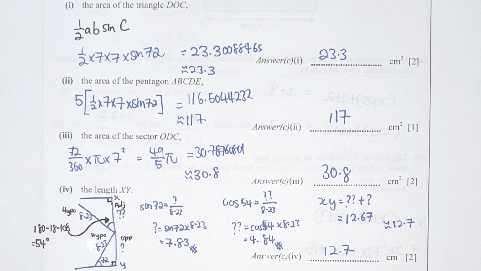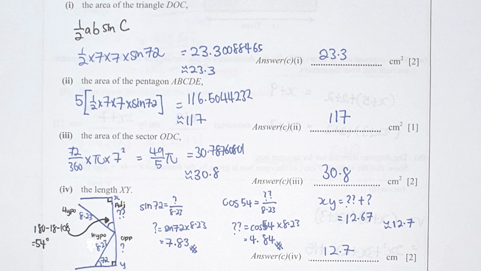As for section 2, the area of a pentagon ABCDE. This one will be having 5 times 1 over 2 times 7 times 7 times sine 72. The reason being the pentagon is actually formed by 5 same shapes. So your final result is 117.